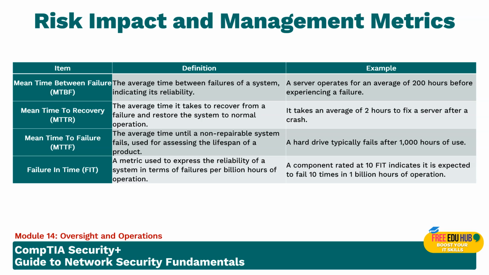This metric is crucial for planning maintenance, predicting system performance, and understanding the expected lifespan of a system component. So by measuring the mean time between failures, organizations can get a clear picture of system reliability and make informed decisions about when to conduct preventive maintenance to minimize downtime. An example could be a server that can operate for an average of 200 hours before experiencing a failure.